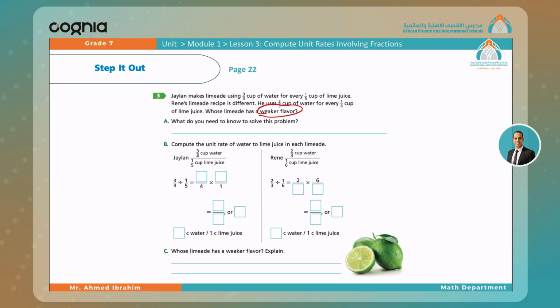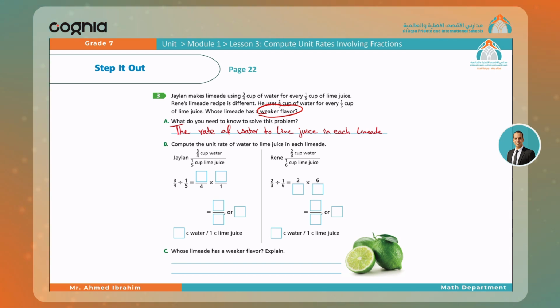Okay. Question A, what do you need to know to solve this problem? So we need to know the rate of water to lime juice in each limeade. So for Jelaine, we will do it alone. We get the amount of water per lime juice, or for each cup of lime juice, and we'll do the same for Renee. So question B, it says compute the unit rate of water to lime juice in each limeade.